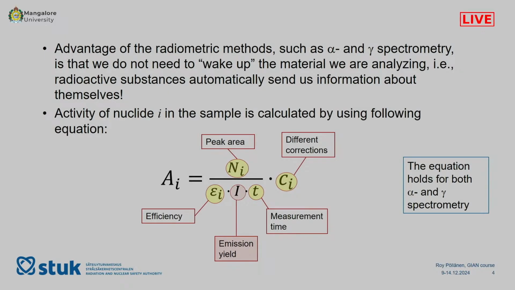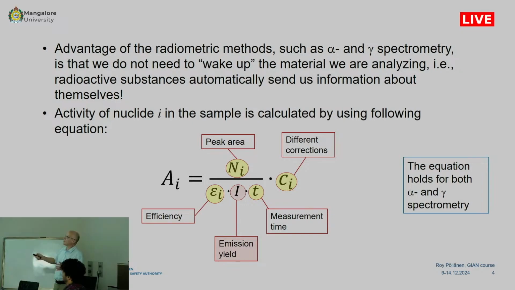So as I explained, I will explain this once more. The advantage of the radiometric methods, such as alpha or gamma spectrometry, is that we do not need to wake up the material we are analyzing. They automatically send us information.